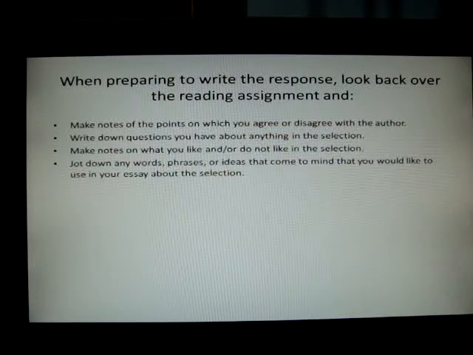Okay. So when you're getting ready to write your response, now you've already written the summary, so you go back and look for things that you liked, that you agreed with, or things you didn't like or disagreed with. Anything you didn't understand, any questions you have about it. I don't know why they did such and such.